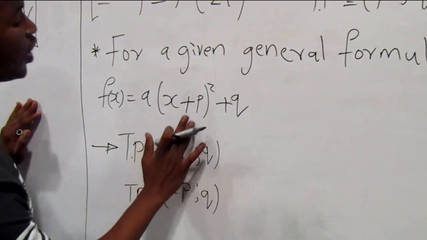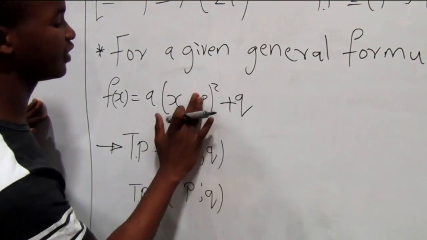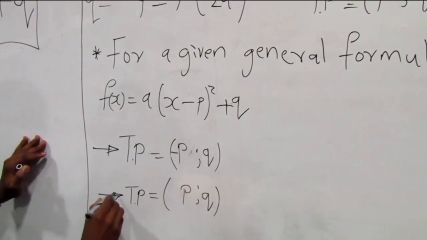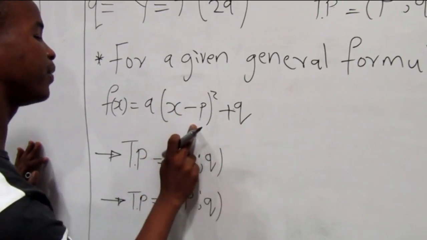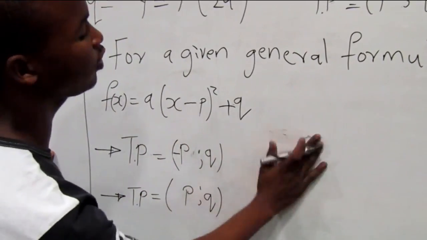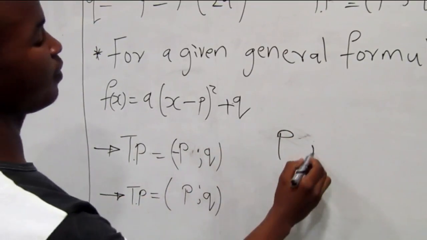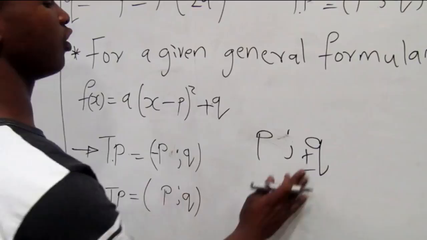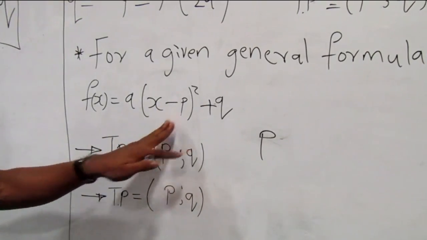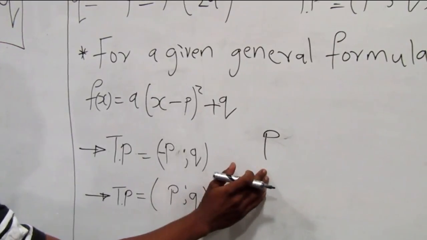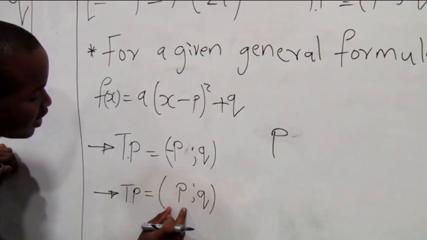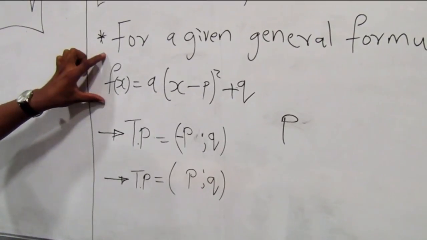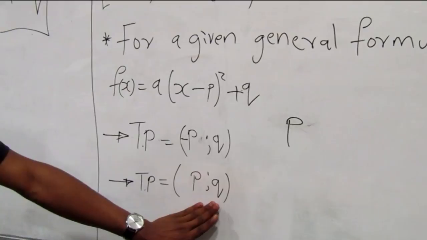The second turning point is when we have negative here. It means that when we have negative here and we take this p to the outside, it will be positive p. Then q can either be positive or negative. It will depend on the sign given in your equation. Therefore, because we have negative p, we took it outside, it becomes positive. Then we have positive p comma q, where q can be positive or negative, depending on the given function. But because here it is positive, we say q is positive.